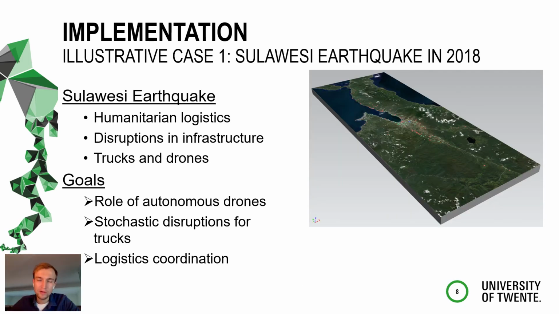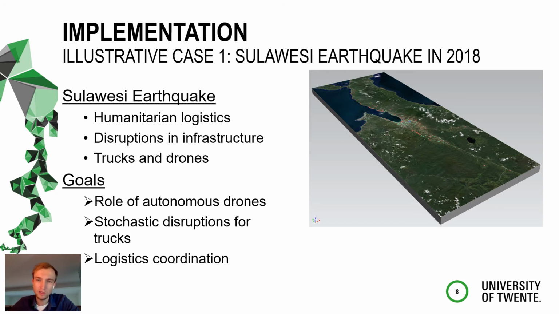A heavy earthquake occurred at the island of Sulawesi, and a tsunami followed after the earthquake. This resulted in a large disruption of the infrastructure on the island, and also displaced more than 200,000 people. In this simulation study, we analyzed the humanitarian operations that followed from it, and we model trucks and drones doing the distribution in the area.